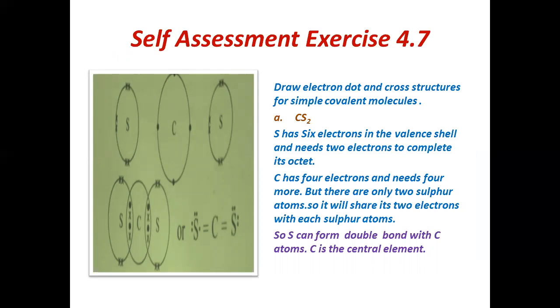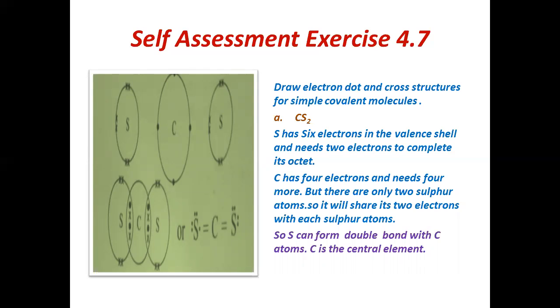But in the self-assessment exercise and in example 4.7, we discussed how each atom will complete its octet by sharing electrons, and you know that if one electron pair is shared between two atoms, a single covalent bond is formed. If two electron pairs are shared between two atoms, then a double covalent bond will form. And if three electron pairs are shared between two atoms, then a triple covalent bond will form. So depending upon the number of electrons or the atoms which come closer to each other, that decides how many covalent bonds they can form.